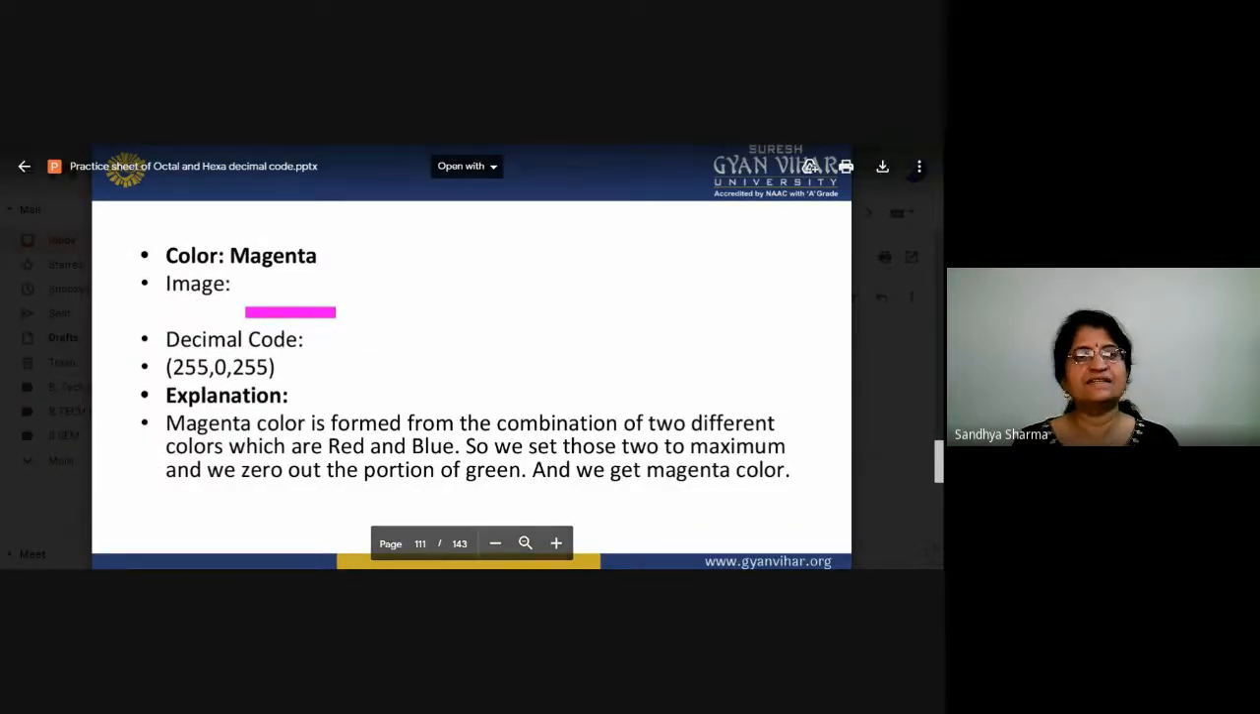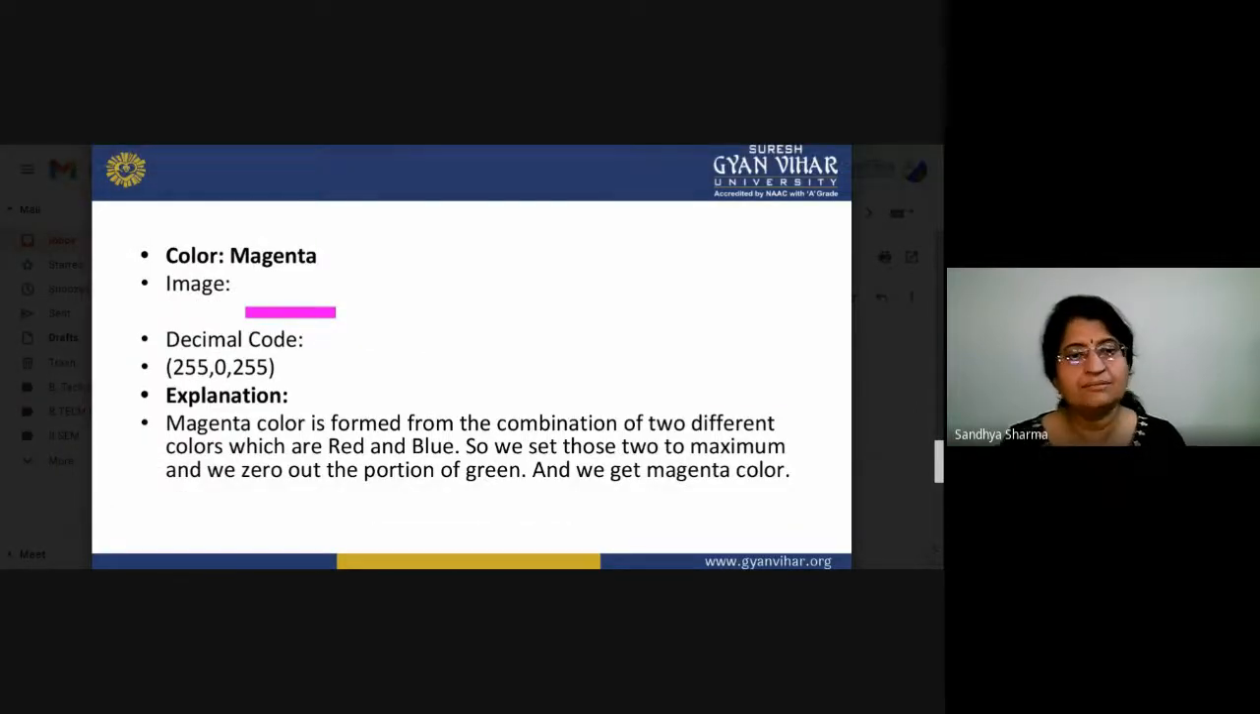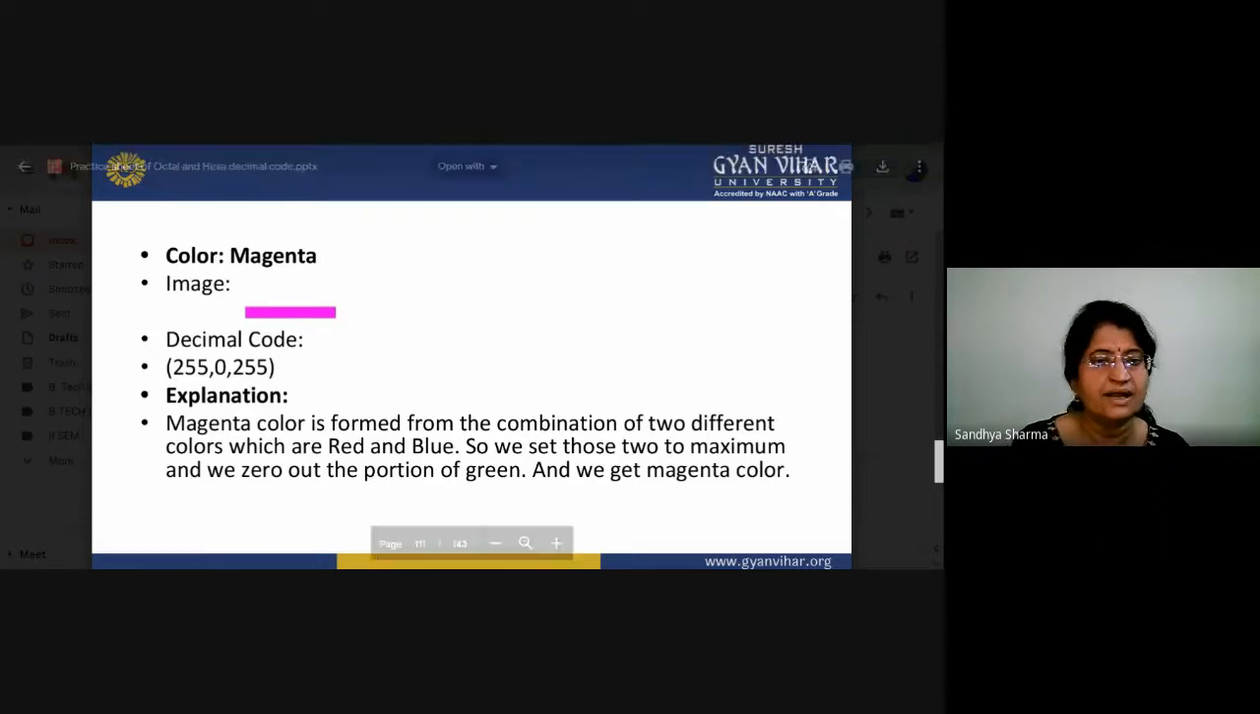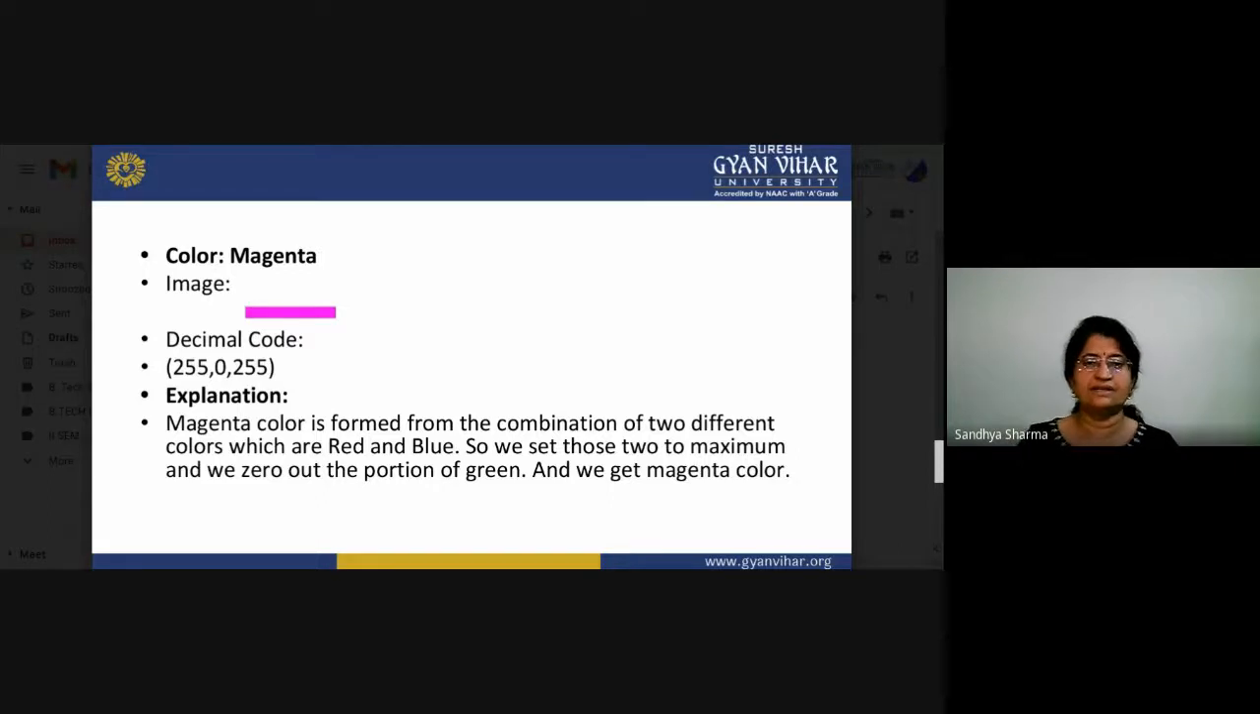Same thing is for magenta. So how can we generate the magenta shade? It is a combination of red and blue. So here we will set 255 for red and blue, and we will set 0 for the green color because it is not included in the magenta color.